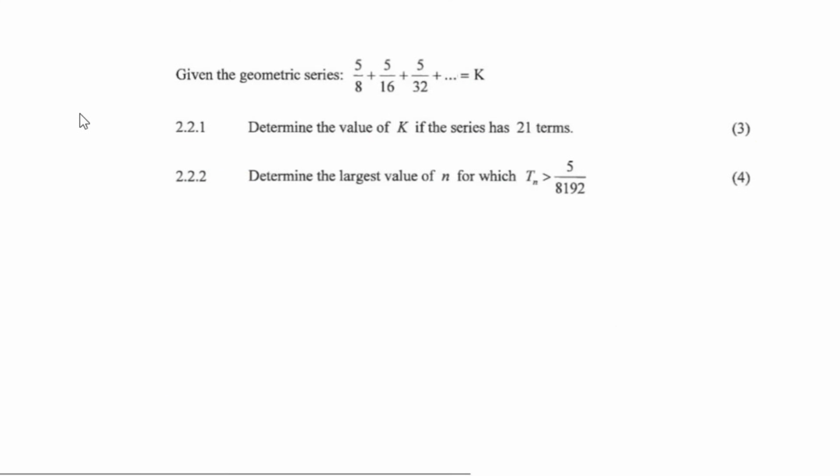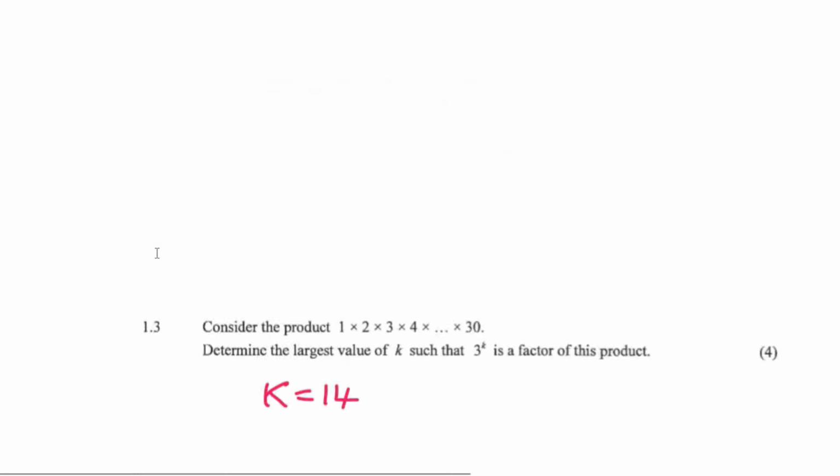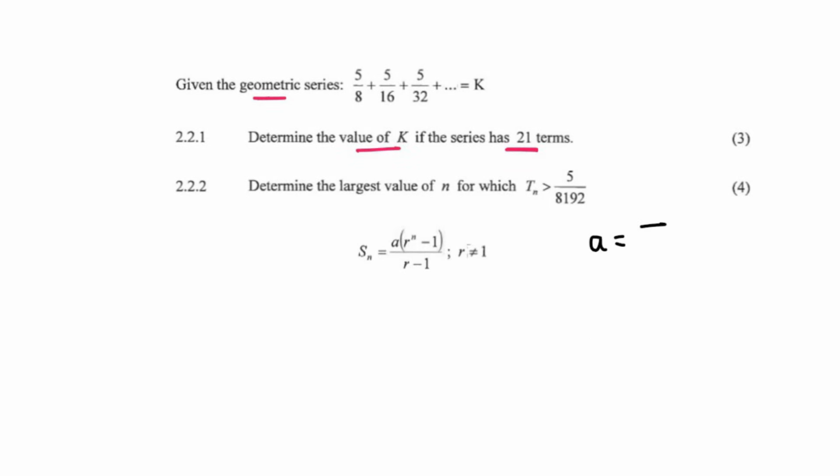It says here, given the geometric series, so the geometric series is the one that uses r. And they tell us that it's a series, so they're adding everything together, and then that all equals k. So what it means is that if they add up all of these terms, the answer is k. It says determine the value of k if the series has 21 terms. Well, we know that a geometric series can be calculated using the following formula, where a is always term 1, r is the ratio, and n is the number of terms.